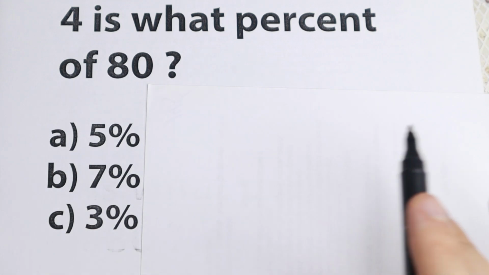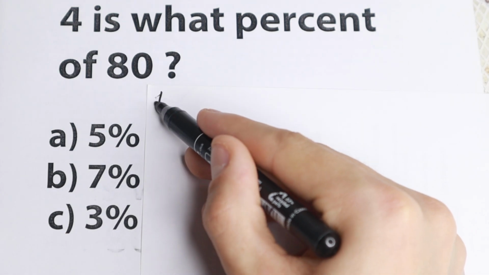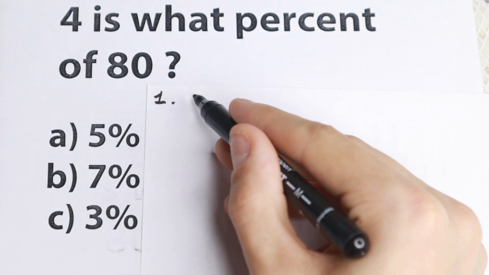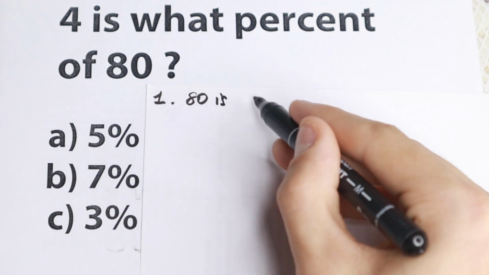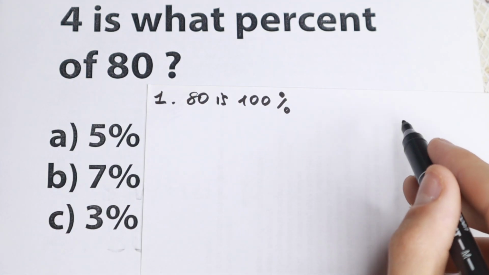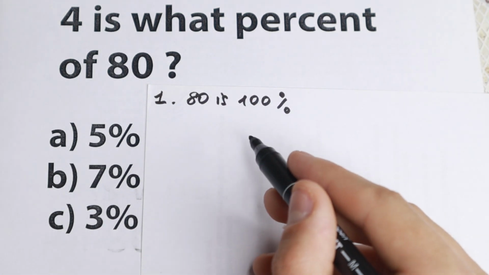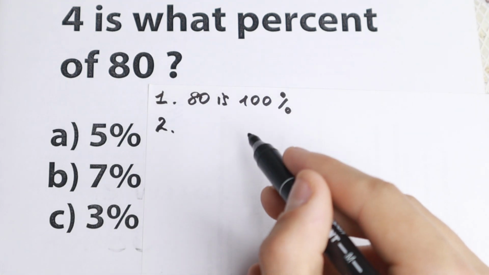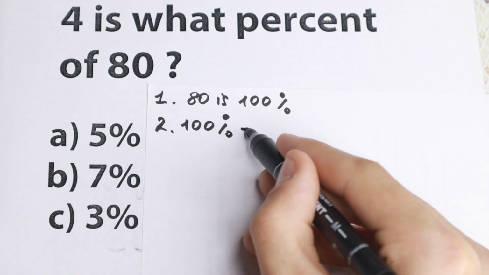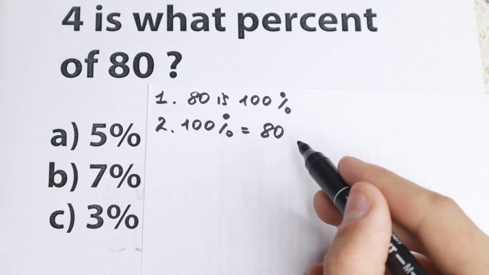Okay, we have this question: 4 is what percent of 80? What is the algorithm? How can we solve it? First of all, in this first step we make the assumption that 80 is our 100%, since 80 is our output value. In the second step, from step 1 it follows that 100% equals 80. So this is the equation we have in the second step.